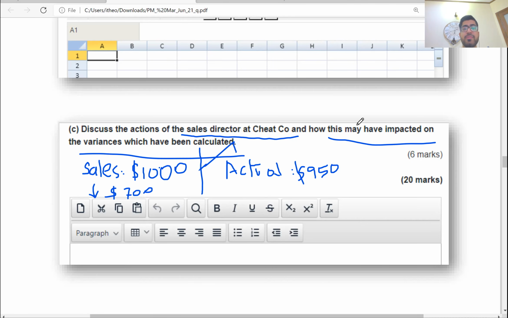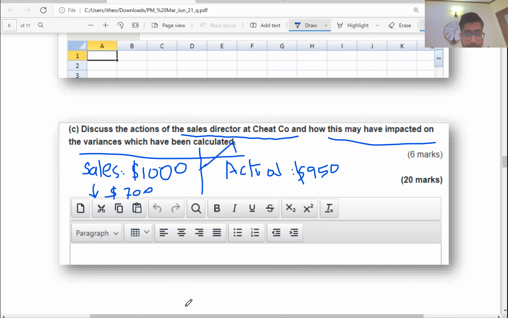So the actions of the sales director at Cheat company are highly unethical and immoral. If sales are 1,000, I should report 1,000, and if I get 950, my variance would have been adverse and I would have been punished. But I intentionally reported my sales 30% lower, 700, my actual sales came 950, and I was rewarded. This will result in unfair performance measurement. He will get a reward unfairly. This may have impacted variances favorably, and no one would catch why the variances are favorable. Everybody would think that the manager has done a great job. So this is what you can write.